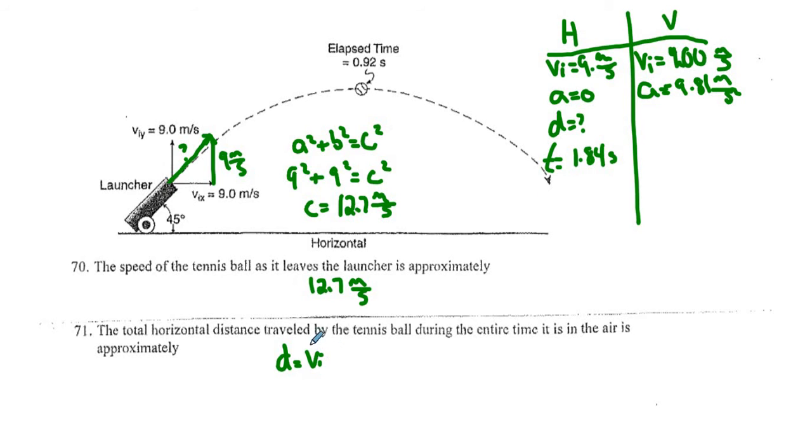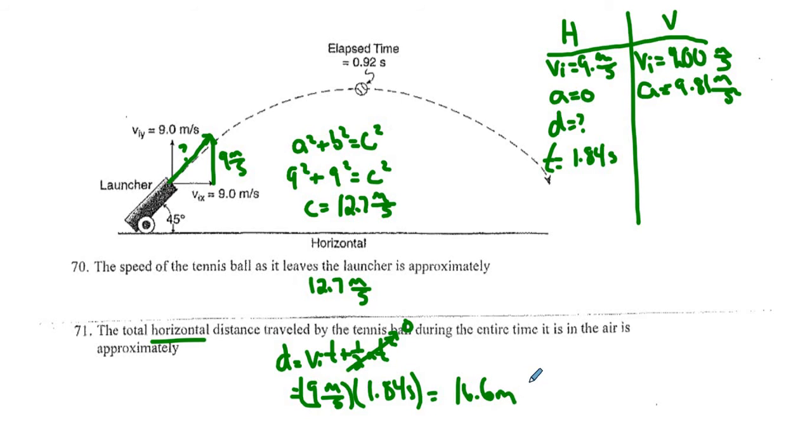So notice I have a D, a VI, an A, and a T, and that's going to be my fourth kinematic equation on your reference tables. And then the acceleration is 0 in the horizontal, since we're looking for a horizontal distance. So this is 9 meters per second times the 1.84 seconds to get a total of 16.6 meters.